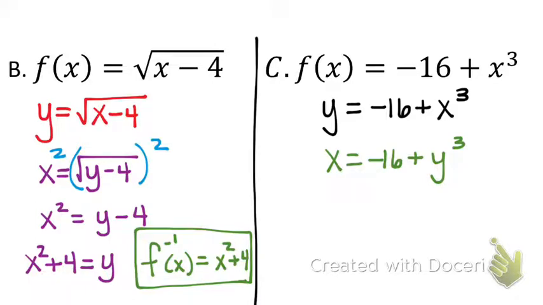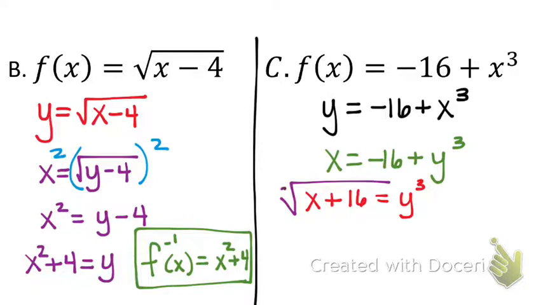What would be the next step? To solve it for y. We got to get y by itself. Add the 16. So that's going to be x plus 16 equals y cubed. And the opposite of a cube is a cube root. So we have to take the cube root of both sides.